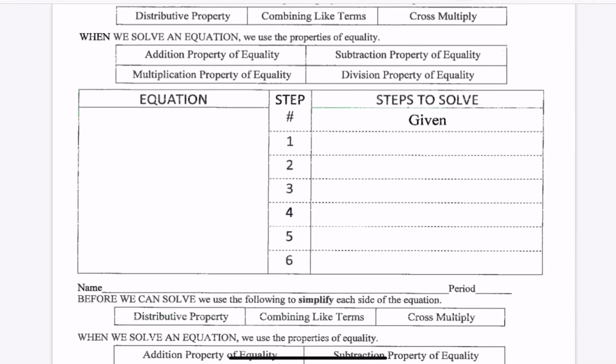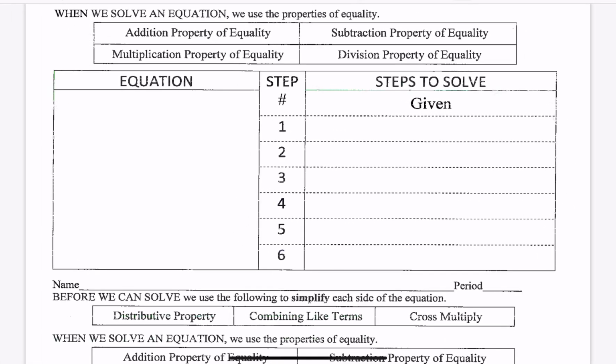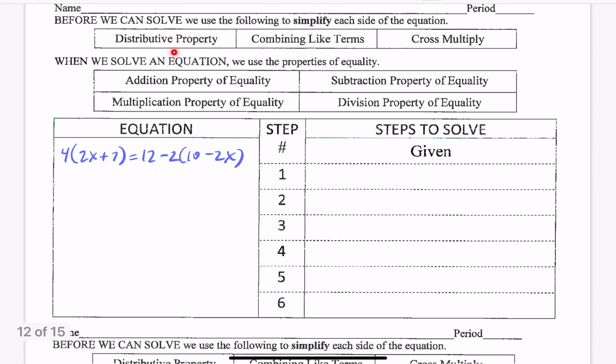So for the next example, it is going to be 4 times 2x plus 7 equals 12 minus 2 times, oops, sorry, not 2, 10 minus 2x. So there's your equation that we are going to do our steps to solve. So again, I have to look up here. What am I doing to simplify? I see parentheses on either side. I'm going to simplify that first.